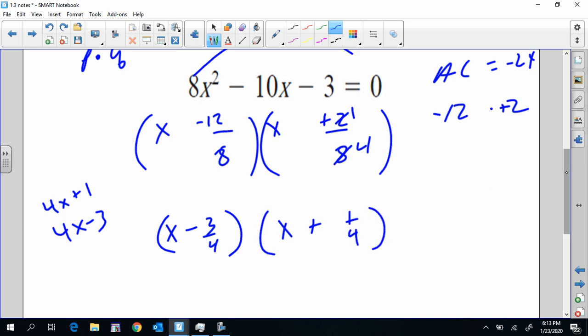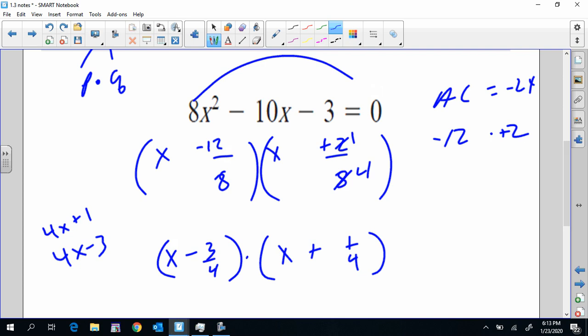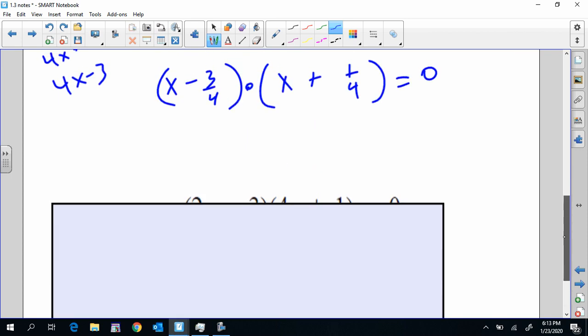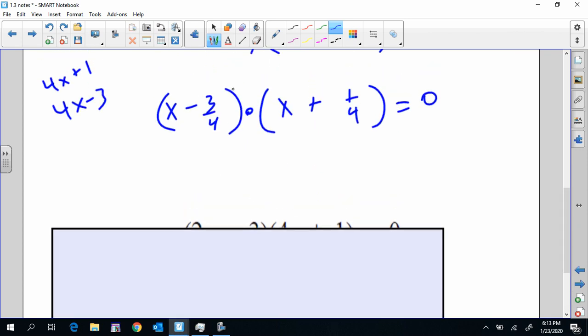it says, hey, if two things are multiplying and they equal 0, then either what? Oh, the first one is 0, or the second one is 0, or both of them are 0. So let's maximize what we know. Set the first one equal to 0. We're going to get x equals positive 3/4. Put the second one equal to 0. You're going to get x equals negative 1/4.